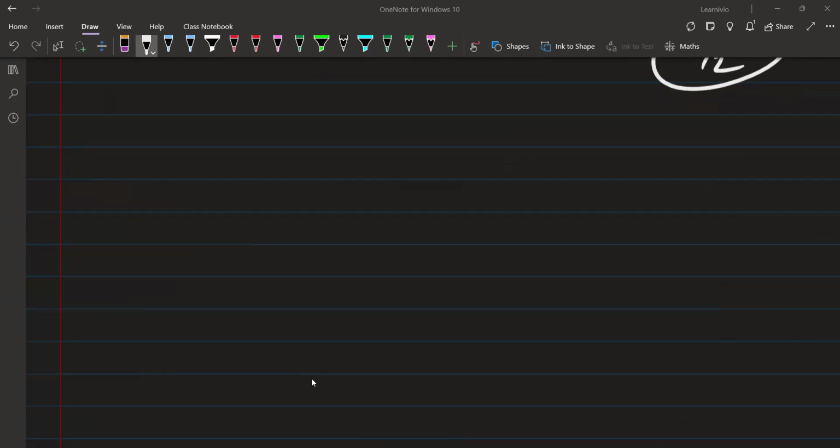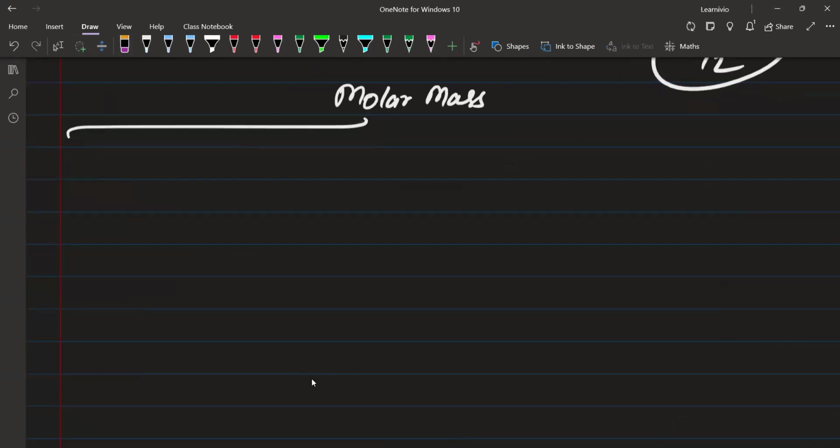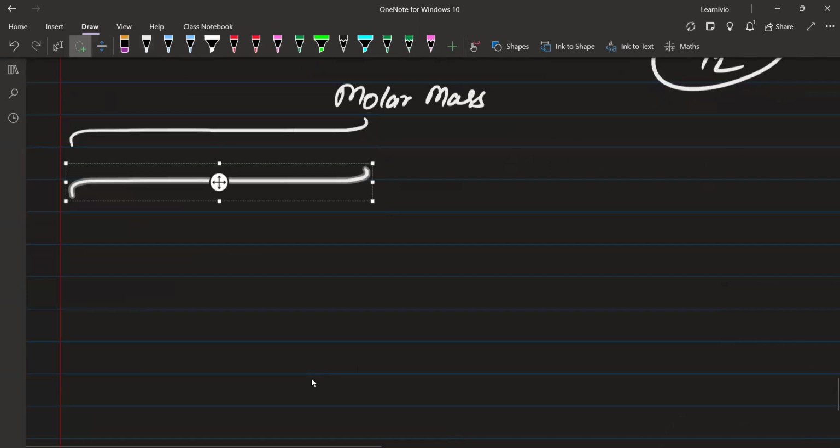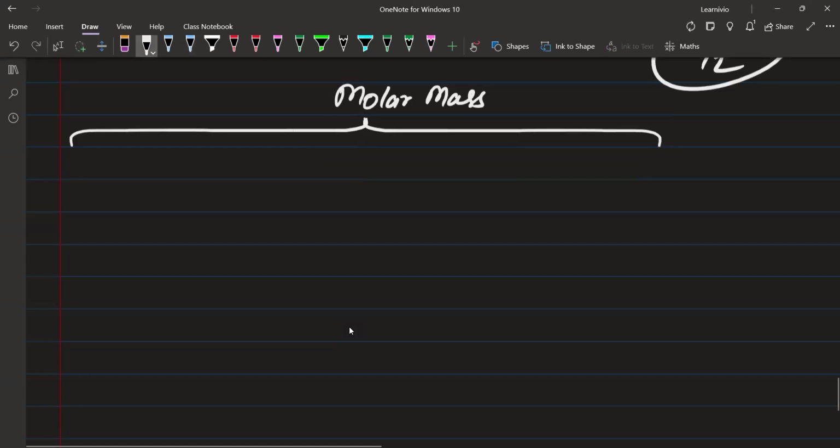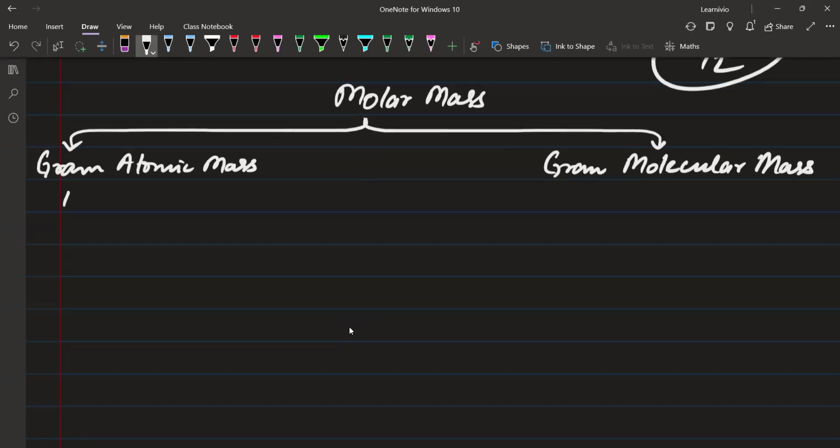Another thing is molar mass. Molar mass is basically the mass of 1 mole. It is usually known as gram atomic mass or gram molecular mass. Gram atomic mass, for example, if you have hydrogen, that will be equal to 1 amu, and 1 amu is 1 gram per mole. What is the meaning of 1 gram per mole? If I take 6.022 into 10 to the power 23 atoms of hydrogen, it will weigh 1 gram.